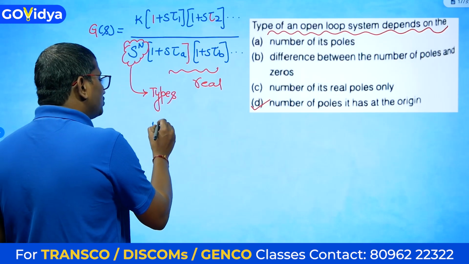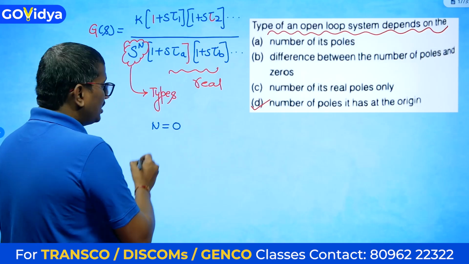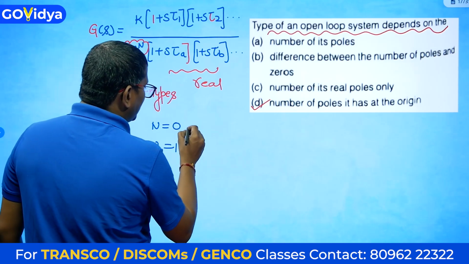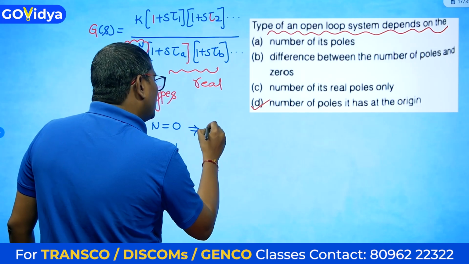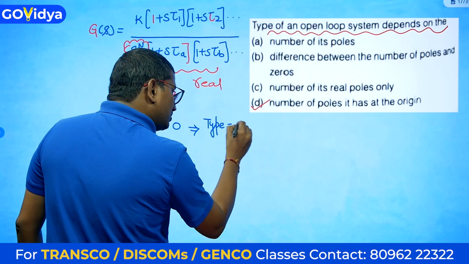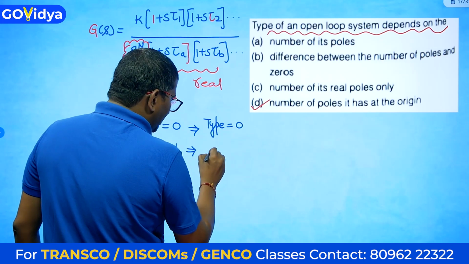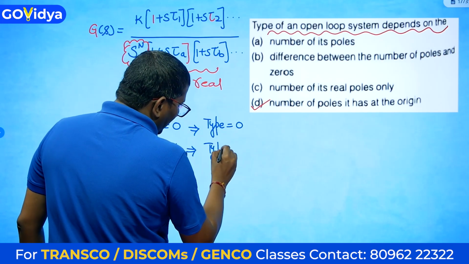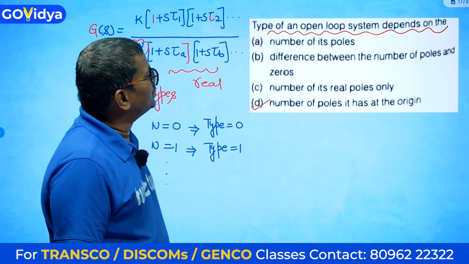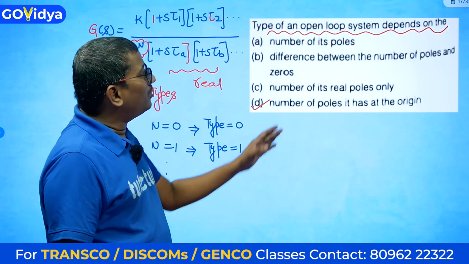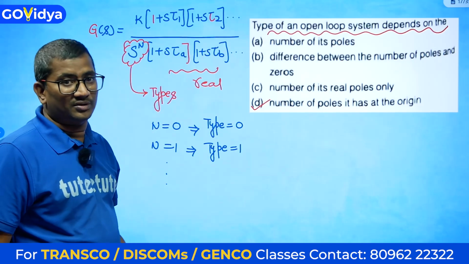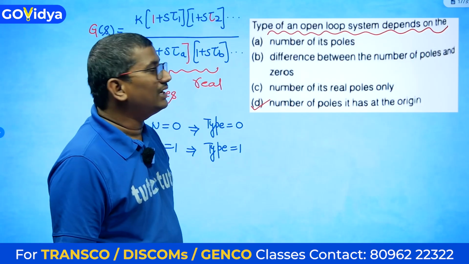n will start from 0. Okay, n is equal to 0, n is equal to 1 and so on. If n is equal to 0, it is called a type 0 system. If n is equal to 1, it is called a type 1 system. Clear enough? Yes. So this is how we have to identify how many poles are at the origin. Yes, it will decide the type of the system. Okay? Now let us see another question.